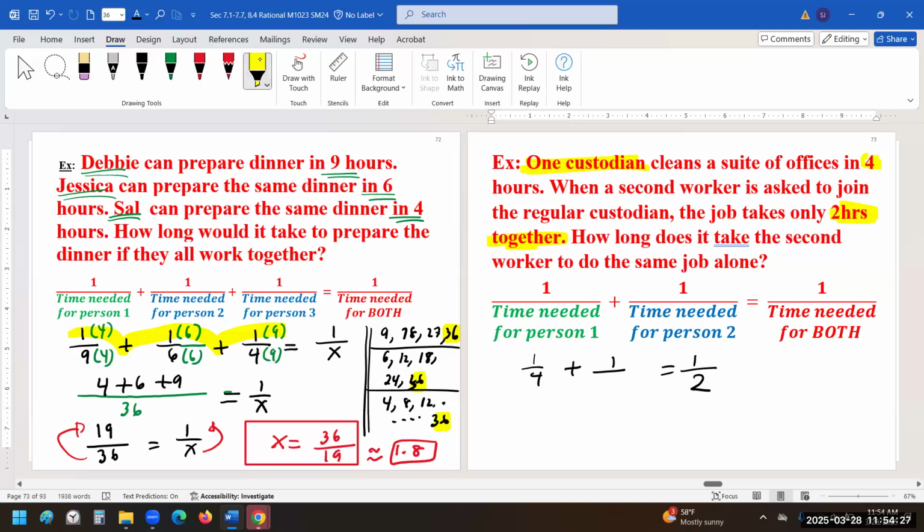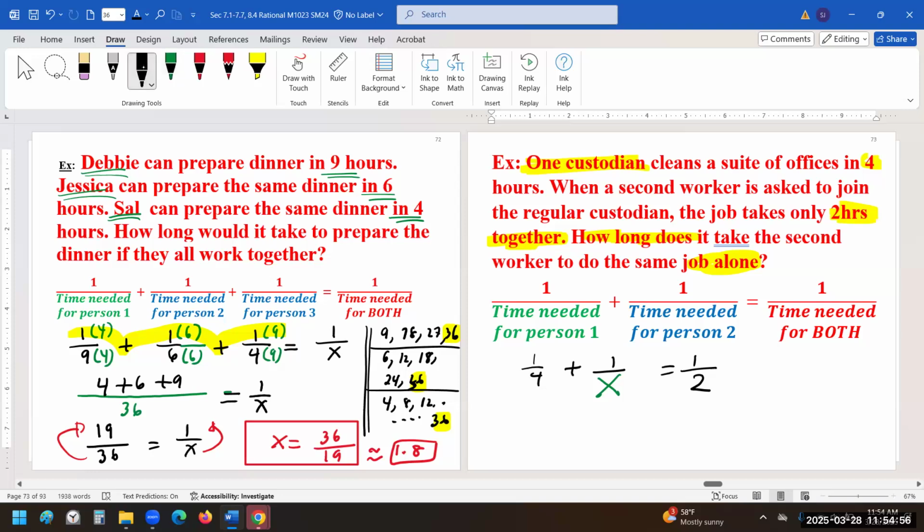Now they're asking how long it takes if the second person works alone. So what don't we know? Time for the second person. So this time our x is on the left side. And the together work, we already know. So 1 over 2 instead of 1 over x.